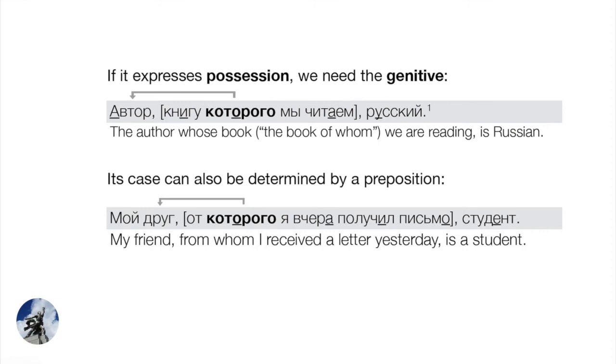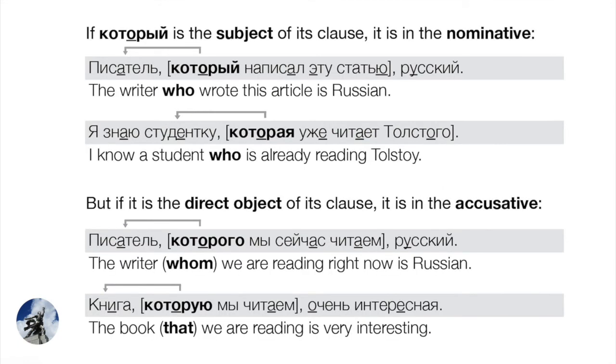Okay, now look over all the Russian examples, and you'll see we're using commas and we're using который all the time, even though in English we sometimes drop the who or which or whatever, right? For example, the book we are reading is very interesting, right? Now we can't do that in Russian. We can't drop the которую. We can't say Книга мы читаем очень интересная. That doesn't make any sense. Книга, которую мы читаем, очень интересная.